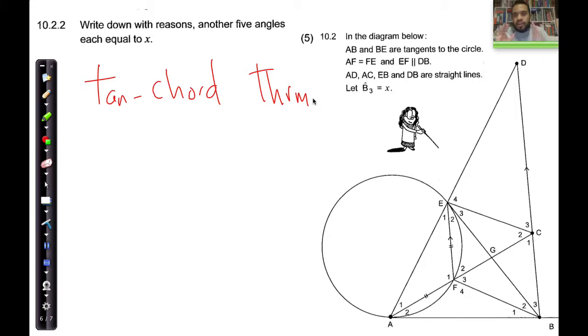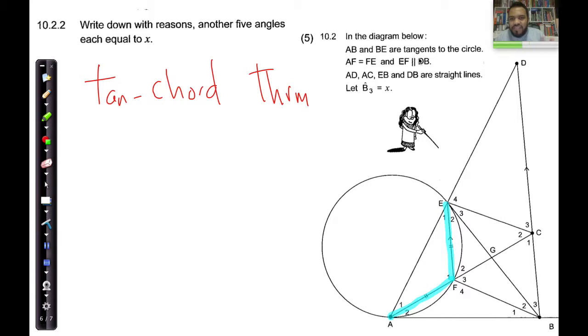Okay, so I've got that. AB and BE are tangents to the circle. Now, AF equals FE. AF, that side there, is the same as that side there. And let me get my highlighter. I've got a turquoise highlighter. I'm going to put it there. That length there is the same as that length over there. Now that tells you something. When you have two lengths the same, that's an isosceles triangle.